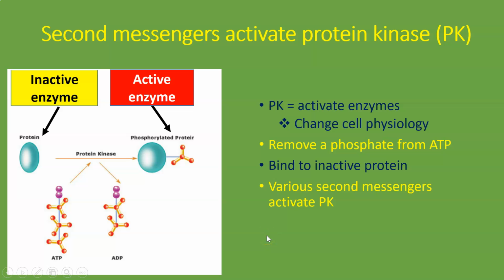But the only way that second messengers can do this is if a hormone, a protein hormone or a catecholamine hormone, binds to its superficial receptor on the cell membrane.